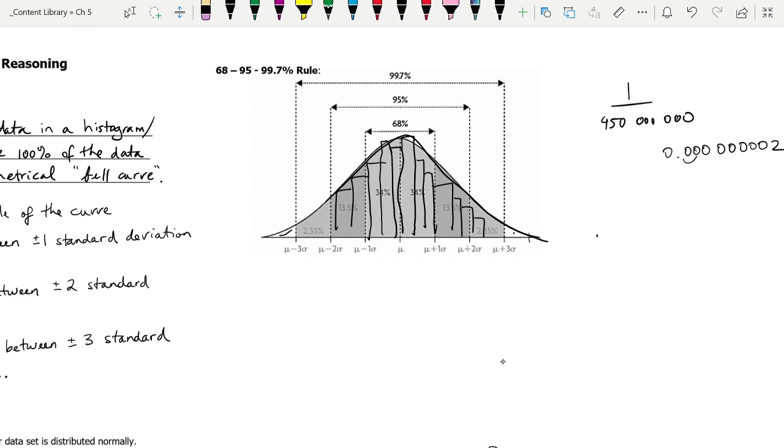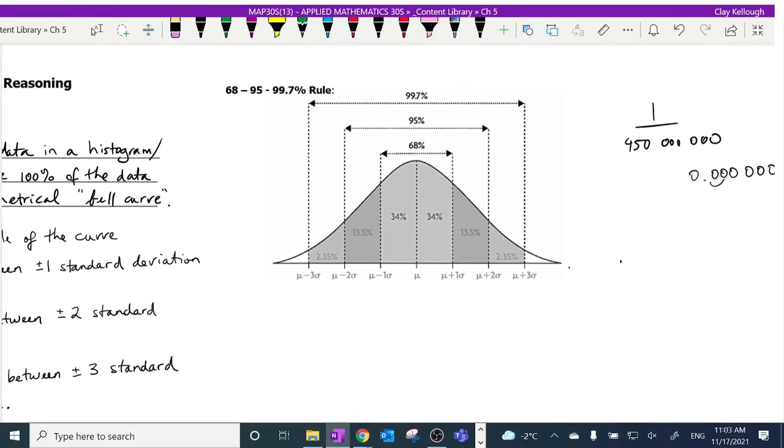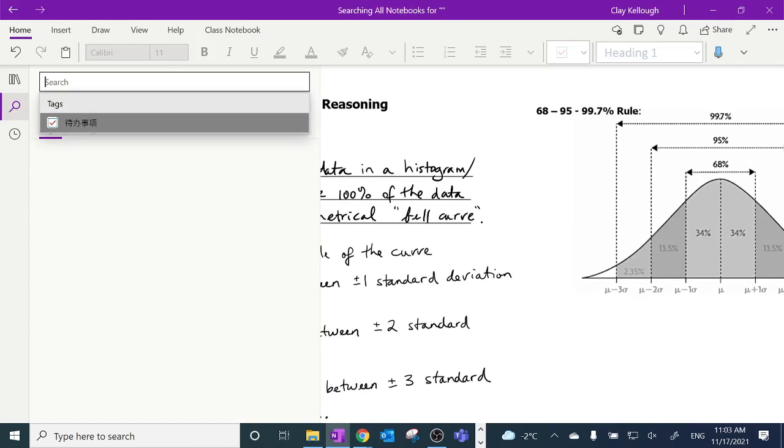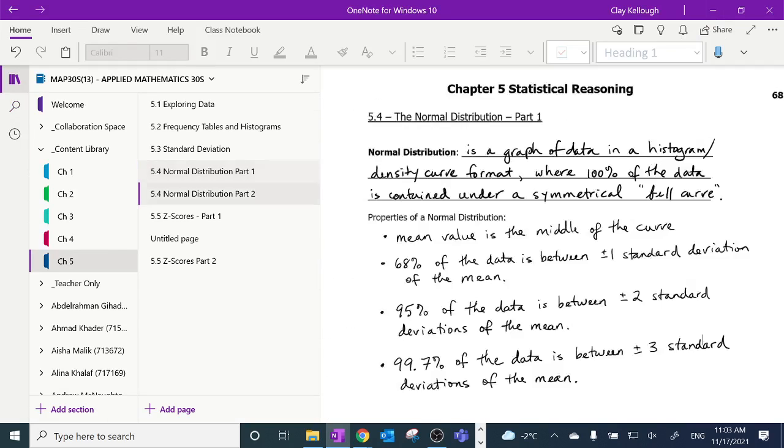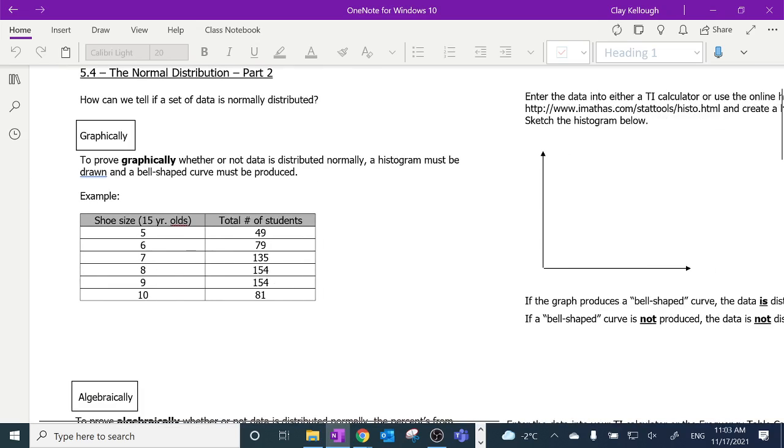So, hang on. Don't want to mess up my diagram too much. So, let's see what we can do. Go back to, oops, that's not what I wanted. I didn't want search, go away. Go back to part 2. Okay, so everybody in their notes is on part 2 of normal distribution.